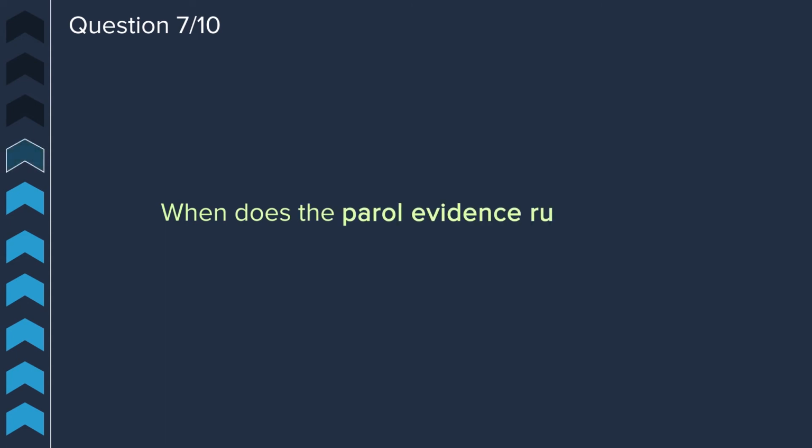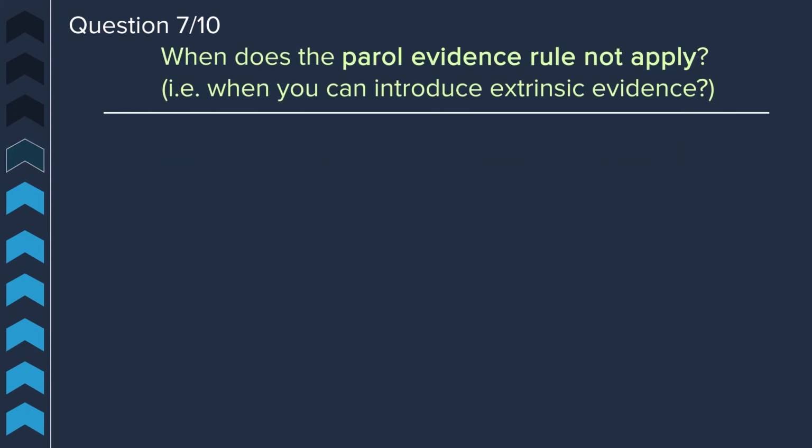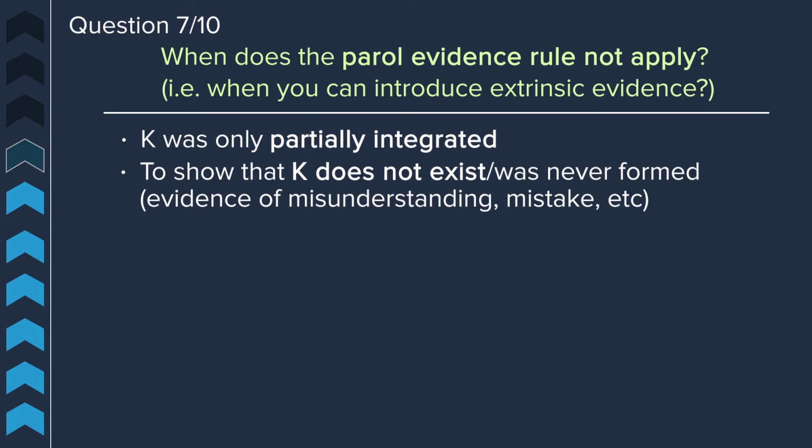Question 7. When does the parol evidence rule not apply? In other words, when can you introduce extrinsic evidence? You can introduce extrinsic evidence in a few different scenarios. The first is if the contract was only partially integrated. The second is if you need to show that the contract does not exist or was never formed. The third is you can introduce extrinsic evidence as a defense to enforceability.